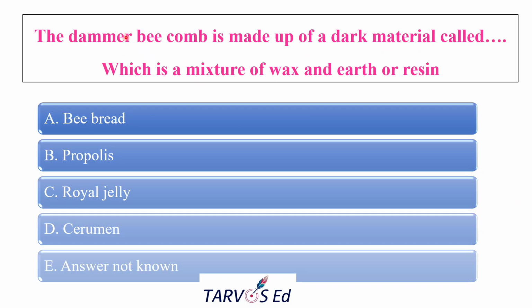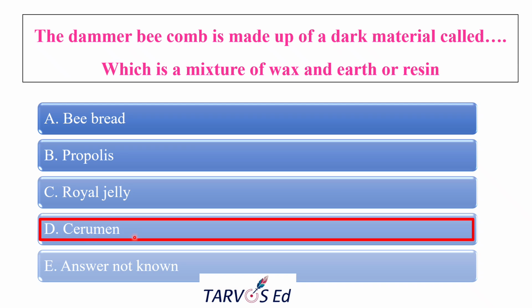And the next question: the dammer bee home is made up of a dark material called what? That is a mixture of wax and earth or resin. The question is about the dammer bee, which is also known as the mosquito bee, Tetragonula or Melipona species, whose home is made of a certain material, a mixture of wax and earth or resin. The options are bee bread, propolis, royal jelly, cerumen, and none of these.